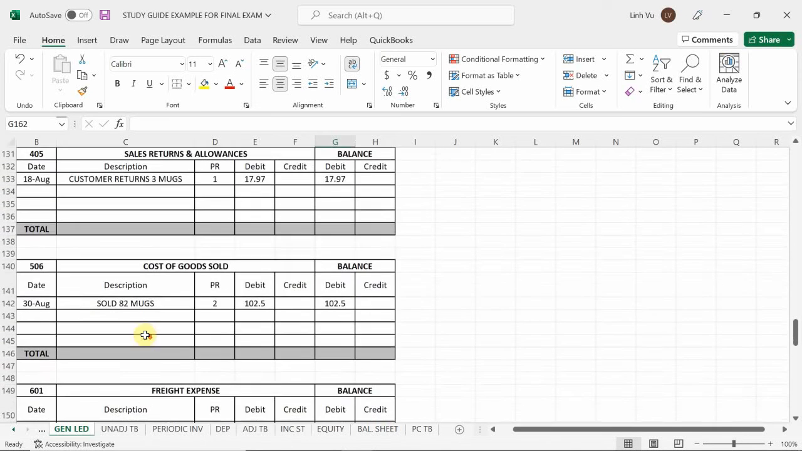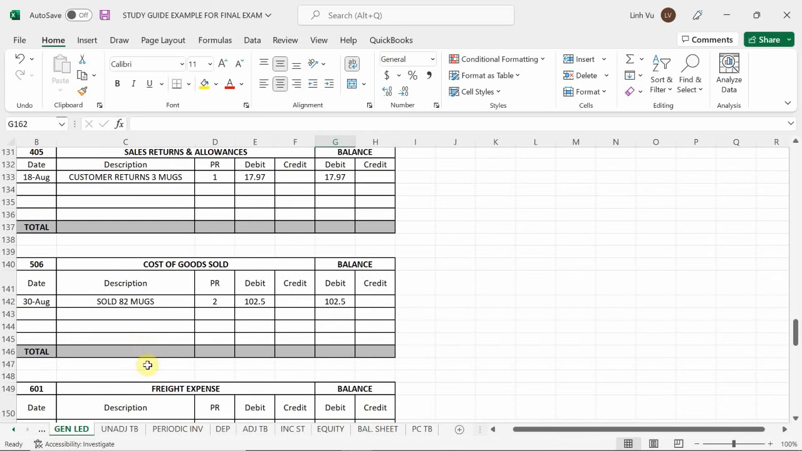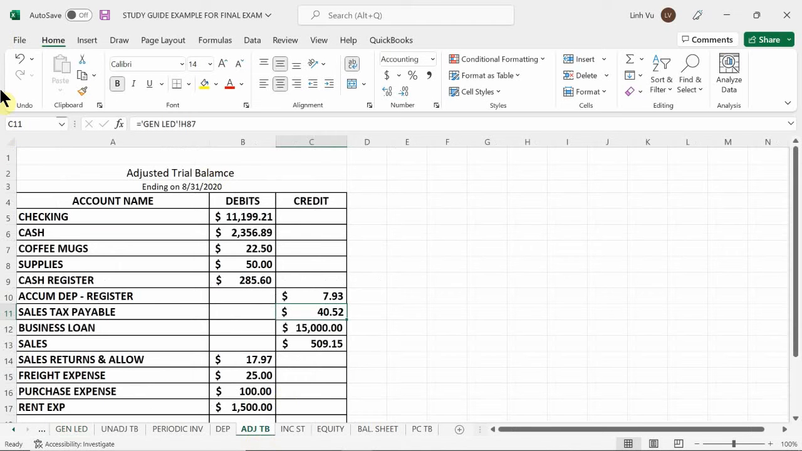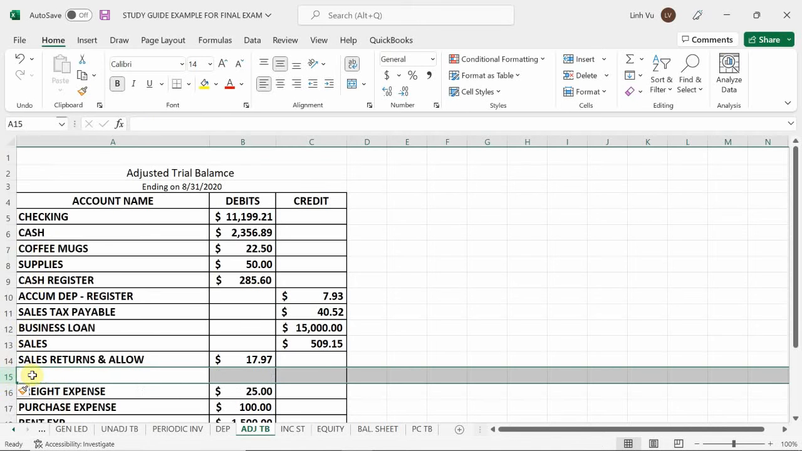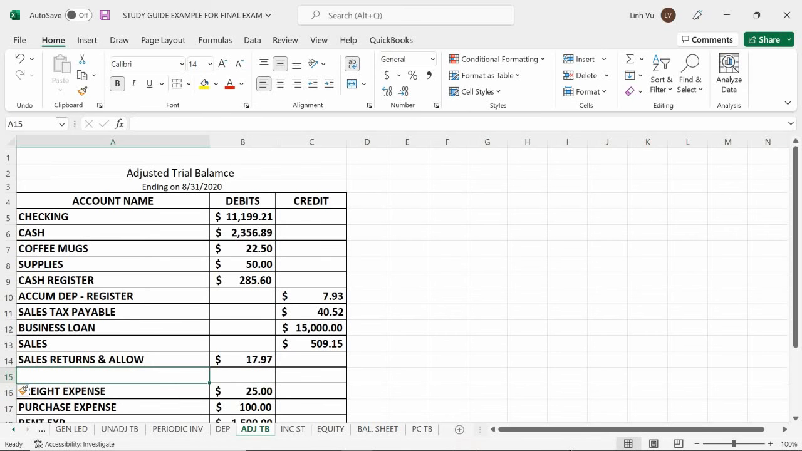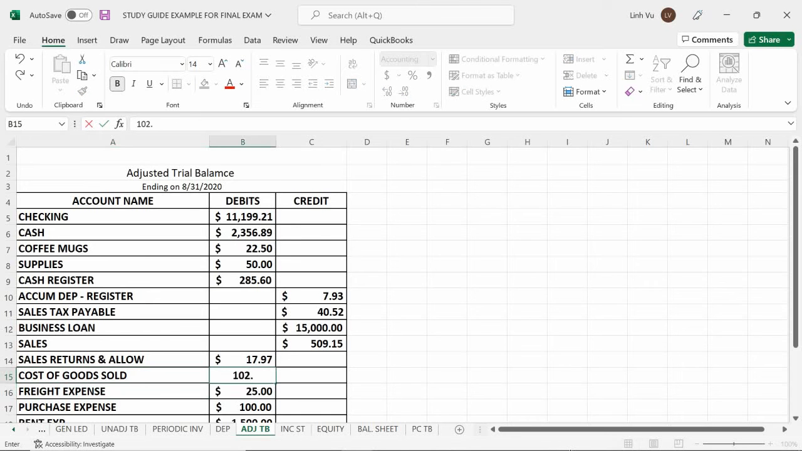Sales returns and allowances. Oh, I have a cost of goods sold, so I need to add that into my trial balance, for $102.50. So right above freight expense, I'm going to insert a cost of goods sold for $102.50.